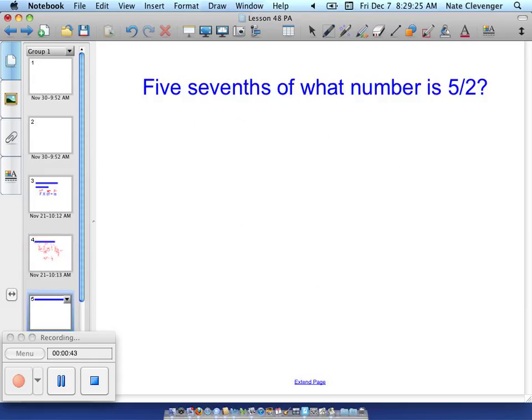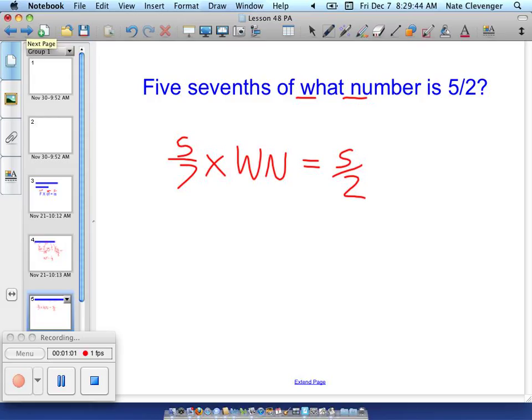Next problem, 5/7 of what number is 5/2? Again, just write it out with your actual numbers. 5/7 of it, times. This time we have the words "what number," so we're going to use WN equals 5/2. If I were to take the times sign out of this and then move this over, have we seen problems like that? Think of the WN as being an X. How do we solve for those, Kate?